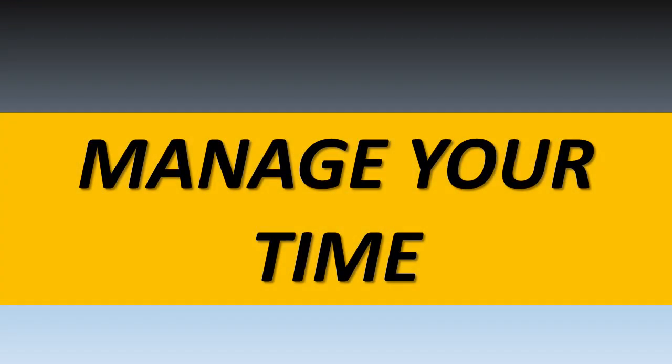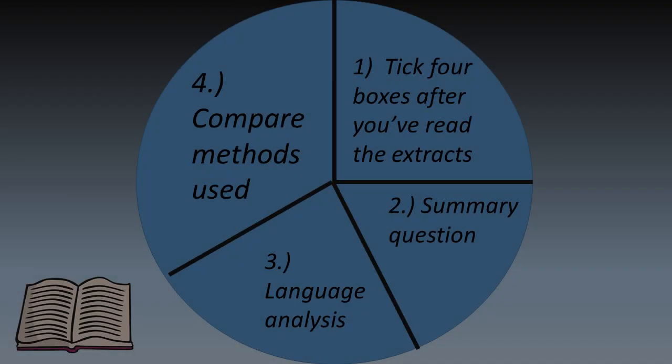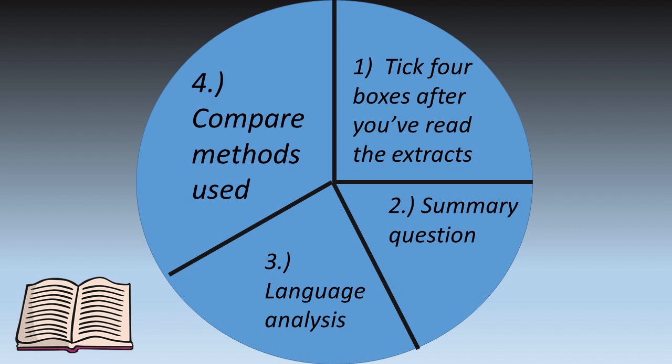So now I'm going to talk to you about how you need to manage your time, which is really, really important. So these are the 4 questions of the reading section. The first question, as is the case with paper 1, is very straightforward. You're ticking some boxes, well, shading them in really, after you've read the extracts. There are 2 in paper 2. Then you've got a summary question that I'm going to quickly walk you through today. You're asked to analyse language in one of the texts for question 3, and then you're comparing methods used for question 4. And language is a method.